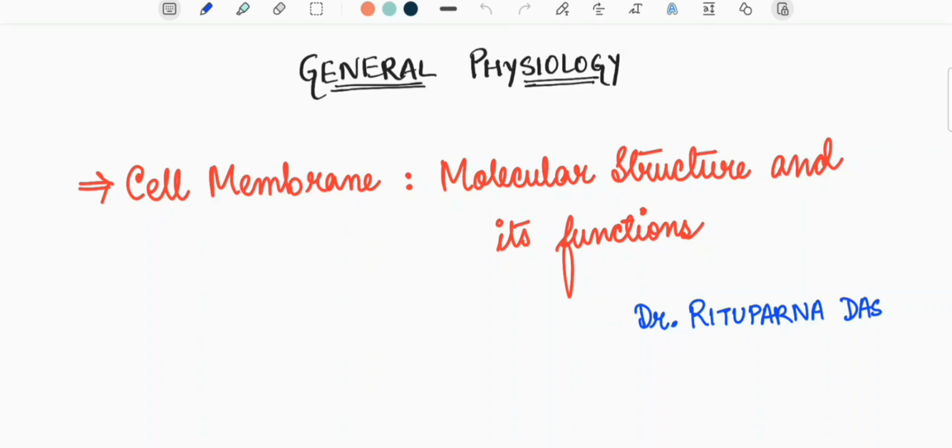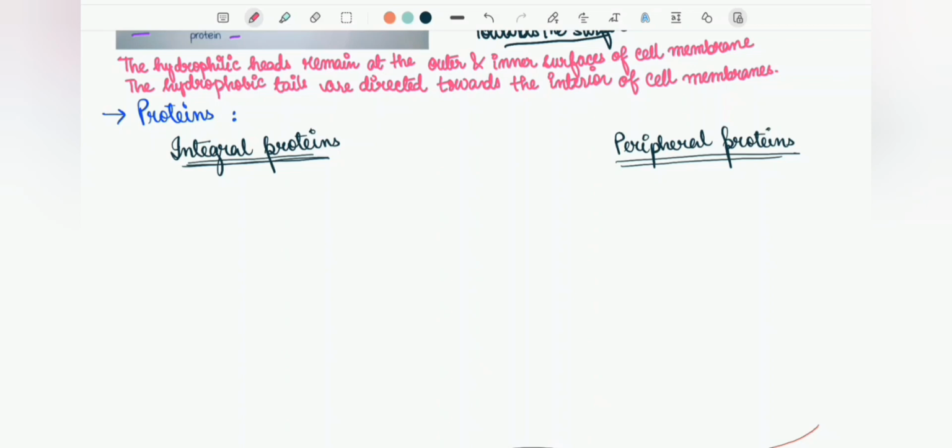Today's topic of the day is cell membrane, molecular structure and its functions. The phospholipid bilayer part of the cell membrane has been discussed. As I have already told, there are 3 macromolecules out of which proteins are maximum. So now we will be discussing the proteins in the cell membrane.